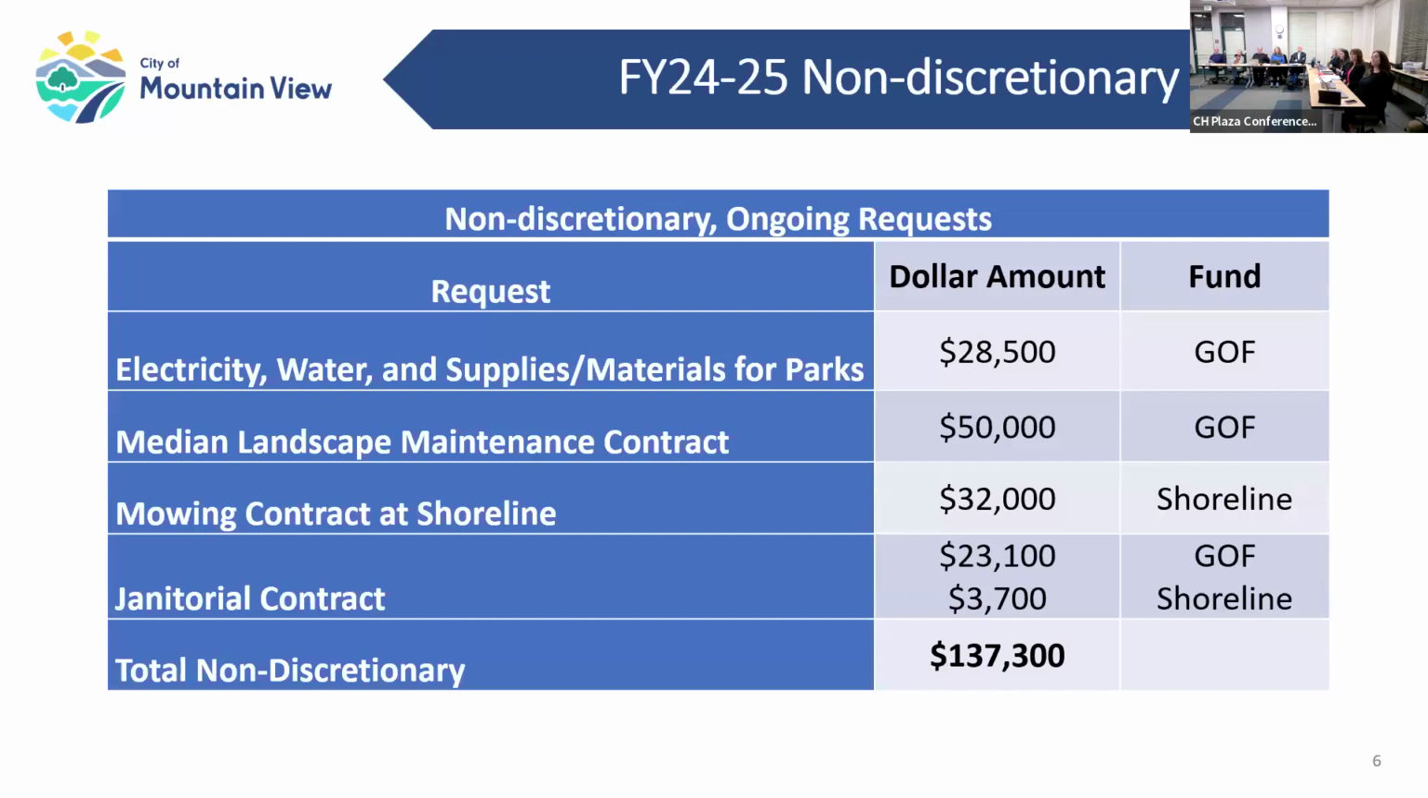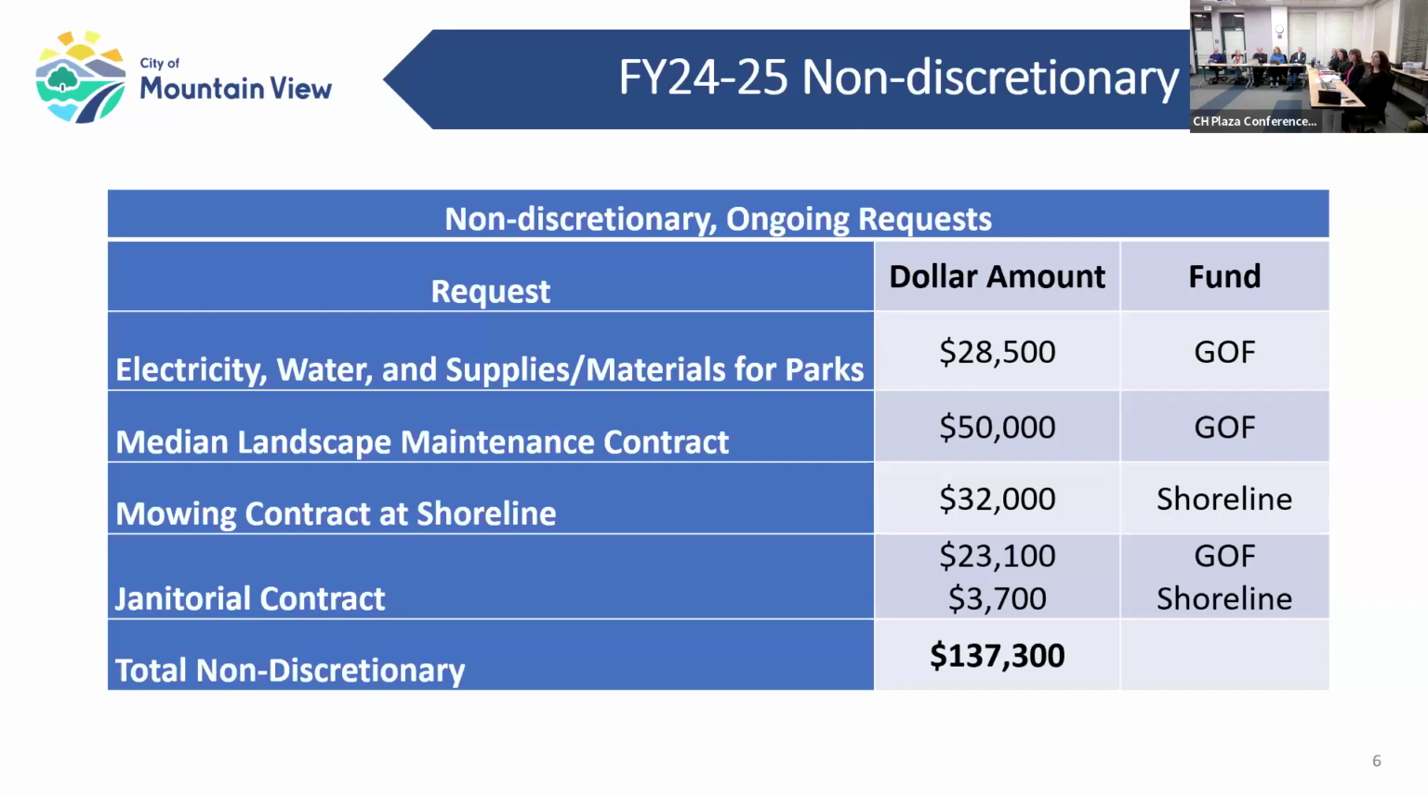So the first is a request for electricity, water, and supplies and materials associated with new parks and amenities. This is a standard request that we include every few years as we open new parks. It's determined based on an estimated cost per acre. This year's request is intended to cover costs for Fayette Park, as well as upcoming parks, Evelyn and Villa, and also the new amenities at existing parks, including Rainstorf Park Aquatic Center and Magical Bridge.